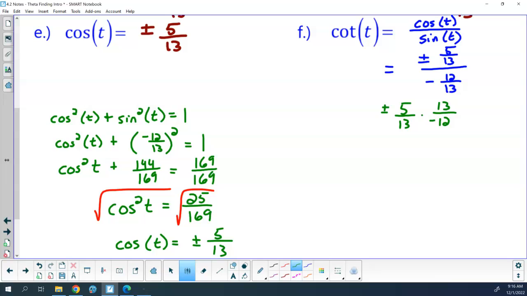So that gives me the cotangent of t is plus or minus 5 over 12. The plus or minus takes over in place of the negative, because if it's positive, then it's still negative, and if it's negative, then it's positive. It's still plus or minus, depending on which one.